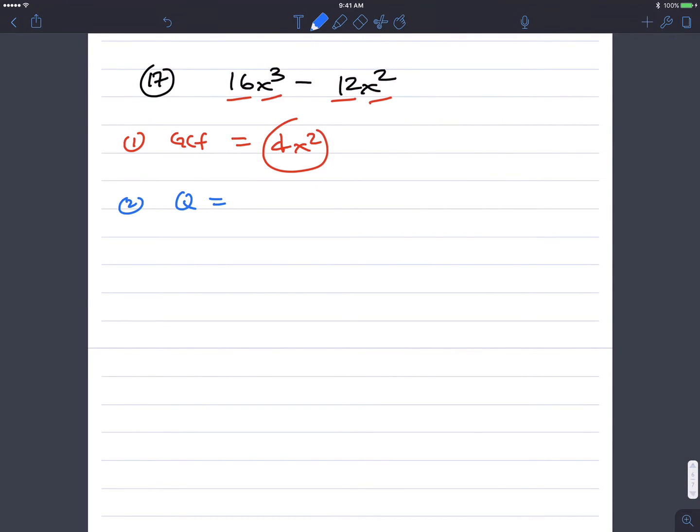17. 16x cubed minus 12x squared. Okay. Greatest common factor, 16 and 12. What's the GCF here? 4. Okay. And x cubed and x squared? X squared. Okay. Let's get the quotient. 16x to the third minus that 12x squared, everything over 4x squared. Okay, let's emphasize that that's the GCF we just found, 4x squared.